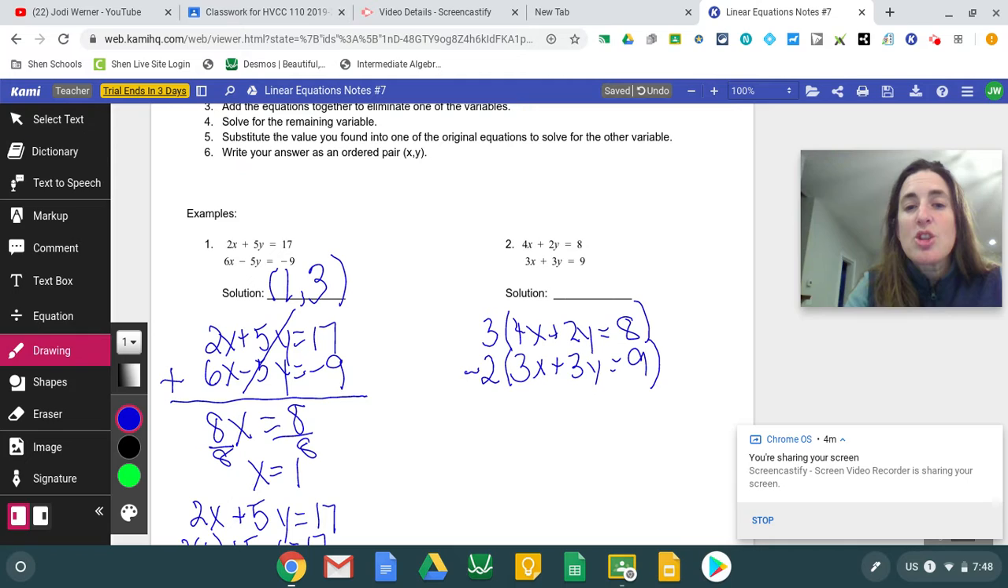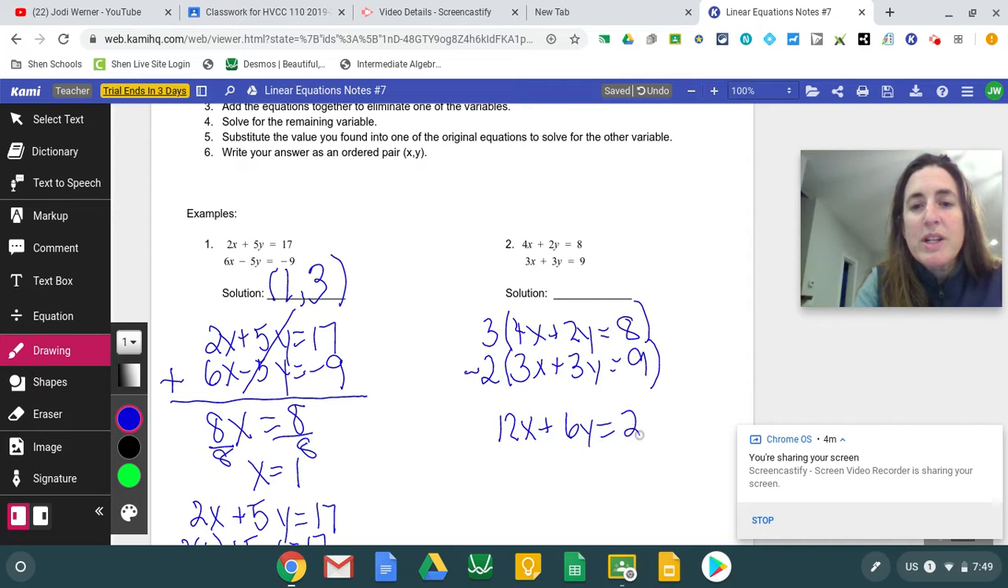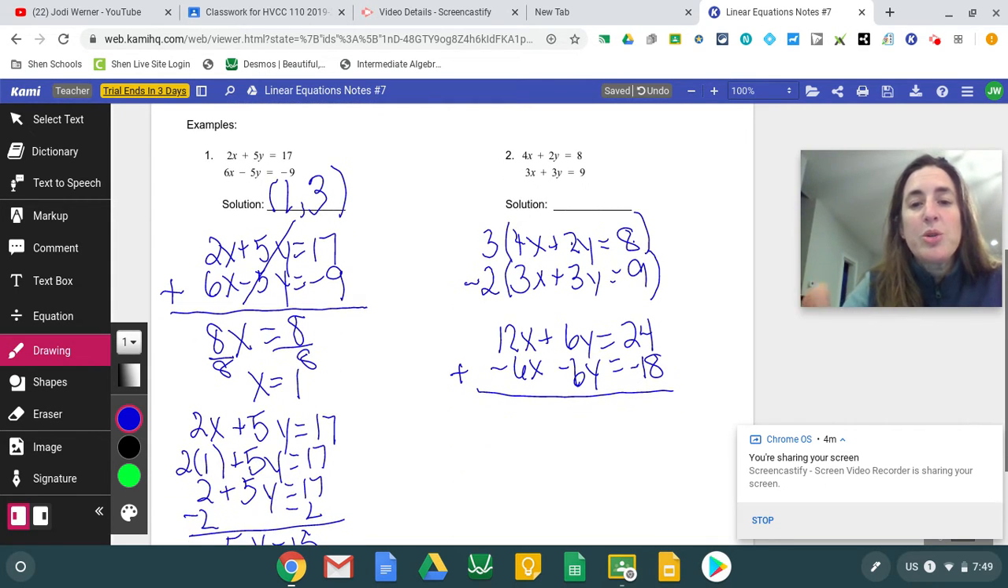Now watch what happens. Basically I'm flip-flopping their spots, and I made the bottom one negative so that it would go away. I have to rewrite that all. So that's 12x plus 6y equals 24. You take this and distribute it to each of the terms. Now I have negative 6x minus 6y, which is what I wanted, equals negative 18. And now I add them together, and when I do, you can see those y's go away. So 6x equals 24 minus 18, which is 6, and x is 1 again.